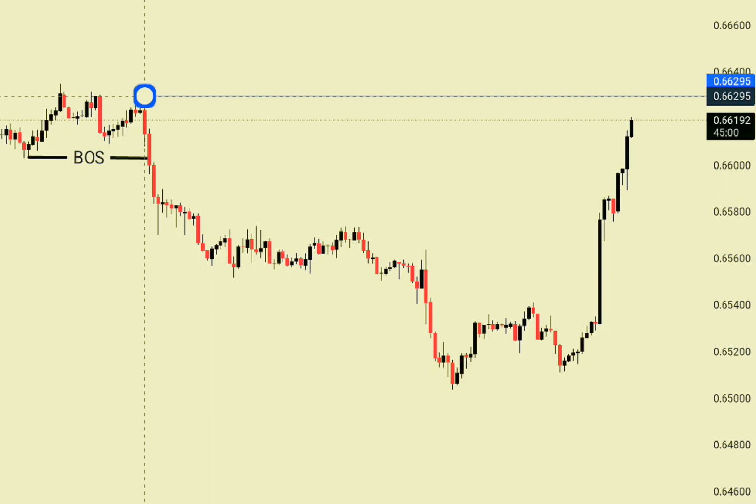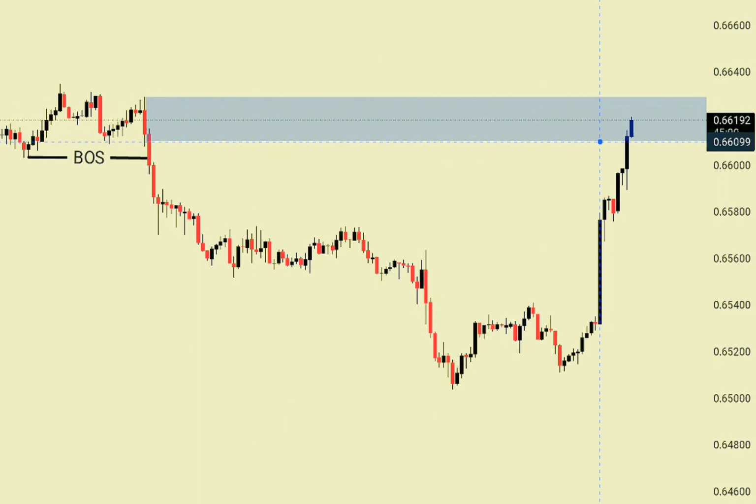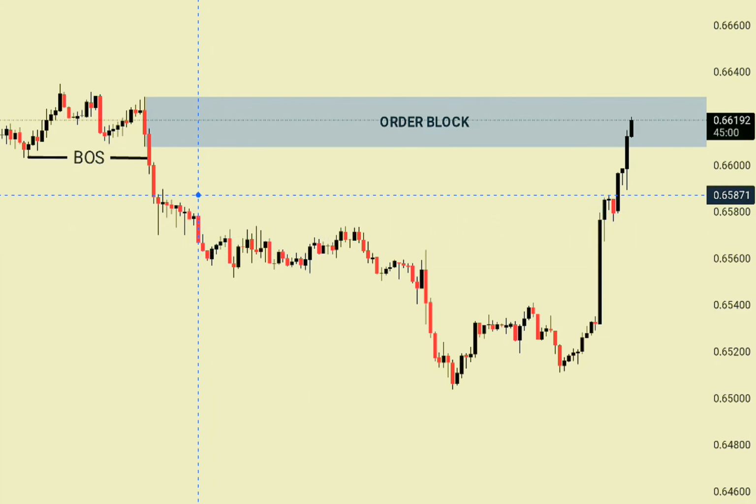After the break of structure, our next job is to identify the bearish order block responsible for pushing the market down. Right here, we see the last bullish candle before the impulsive sell-off. This is our bearish order block, and it becomes a premium zone where institutions likely place large sell orders. Why is this important? Because price loves to return to the order block before continuing the trend. This gives us a high probability entry area instead of chasing the market.